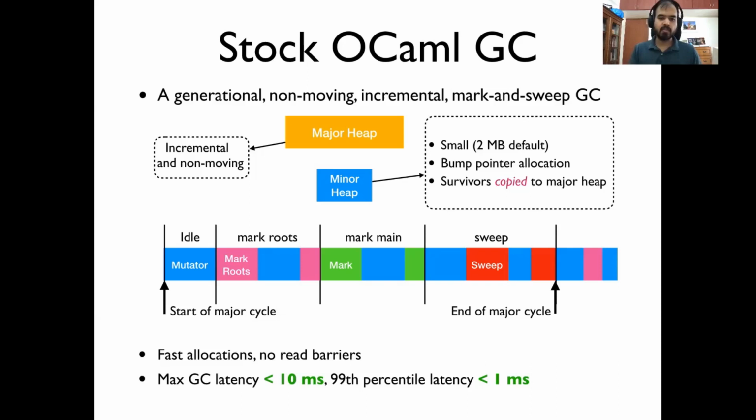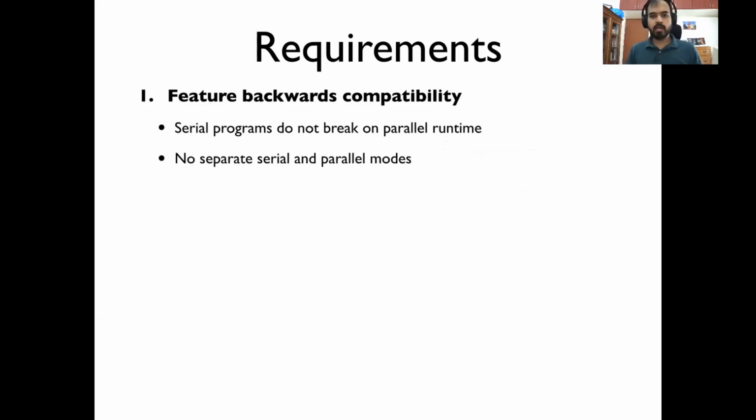So we arrive at these following requirements for retrofitting parallelism onto OCaml. Firstly, we don't want serial programs to break on the parallel runtime. A well-typed serial program remains well-typed on the parallel runtime. And we also do not plan to provide separate modes for serial and parallel execution as Glasgow Haskell Compiler does. This is because we want to reduce the burden of maintenance on the OCaml developers.